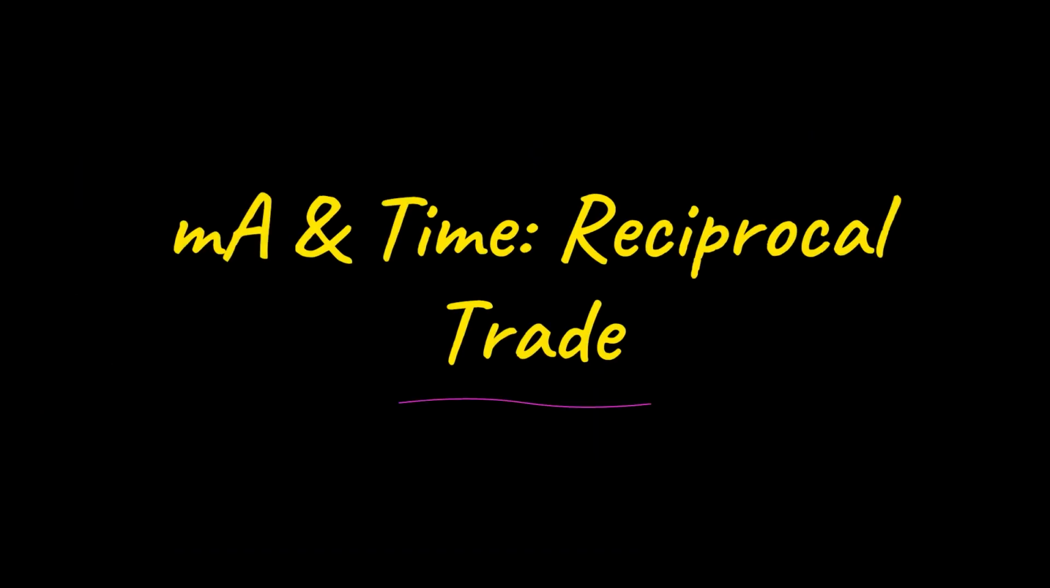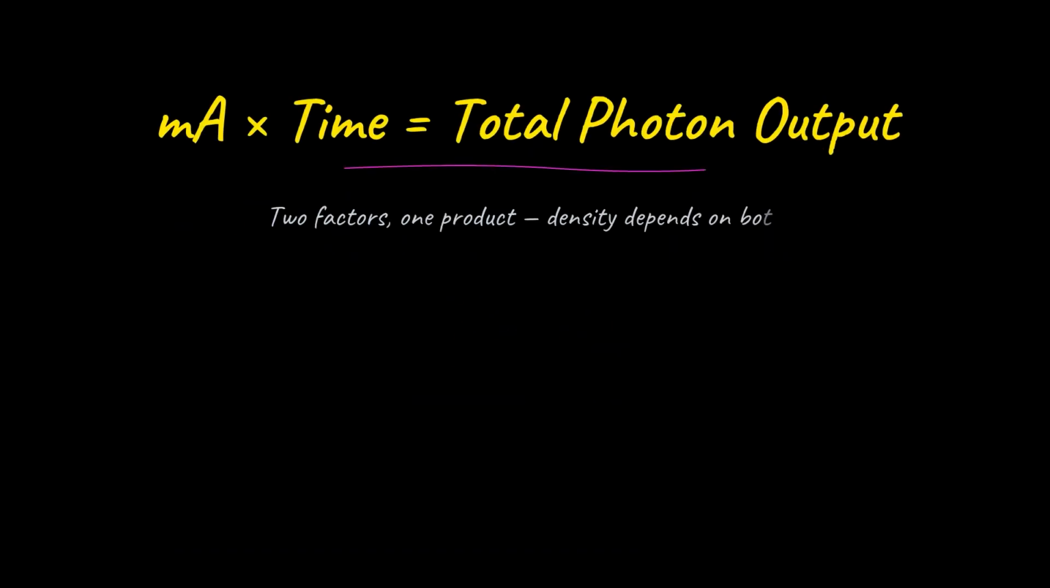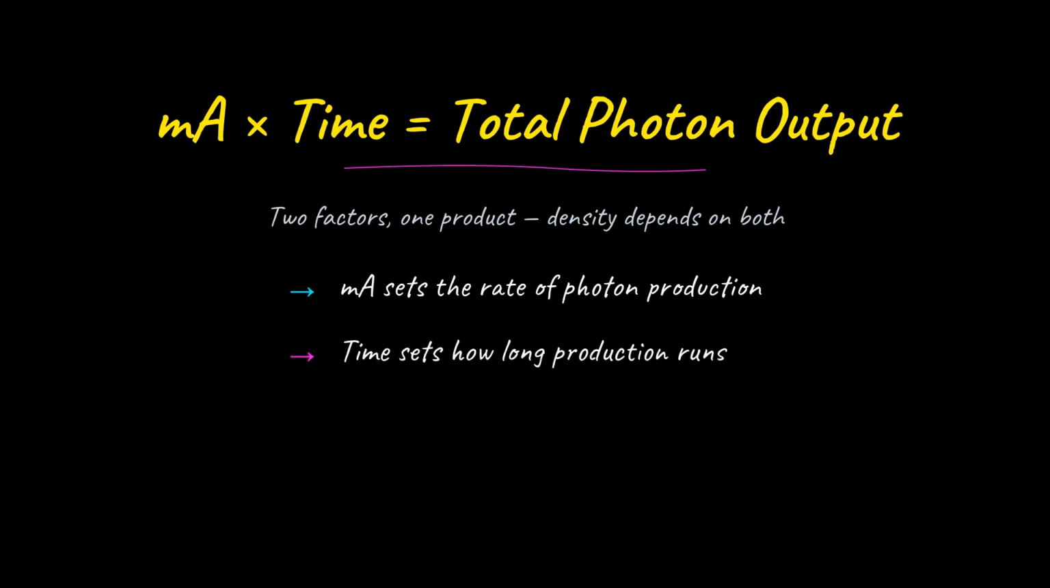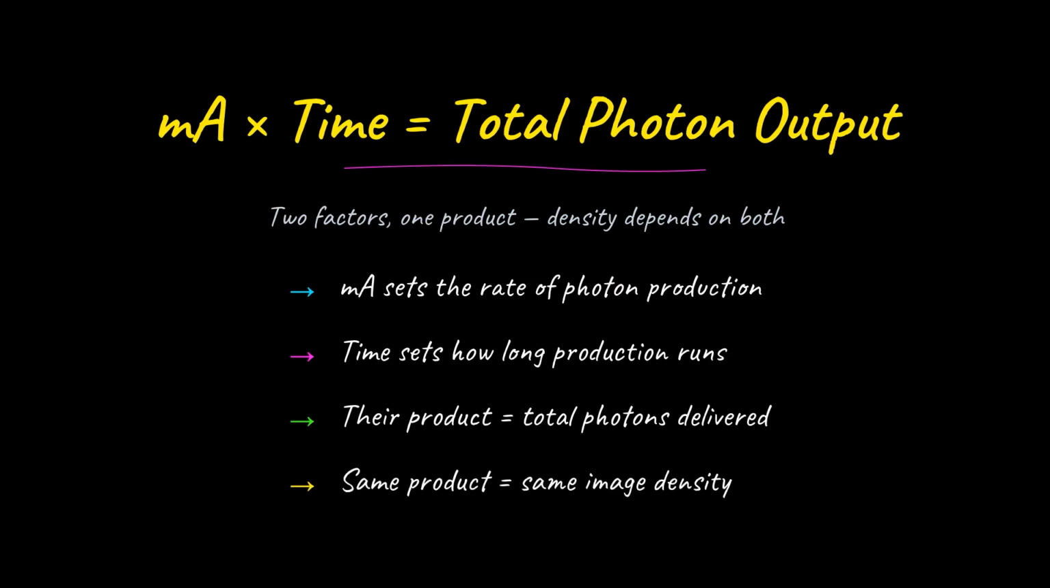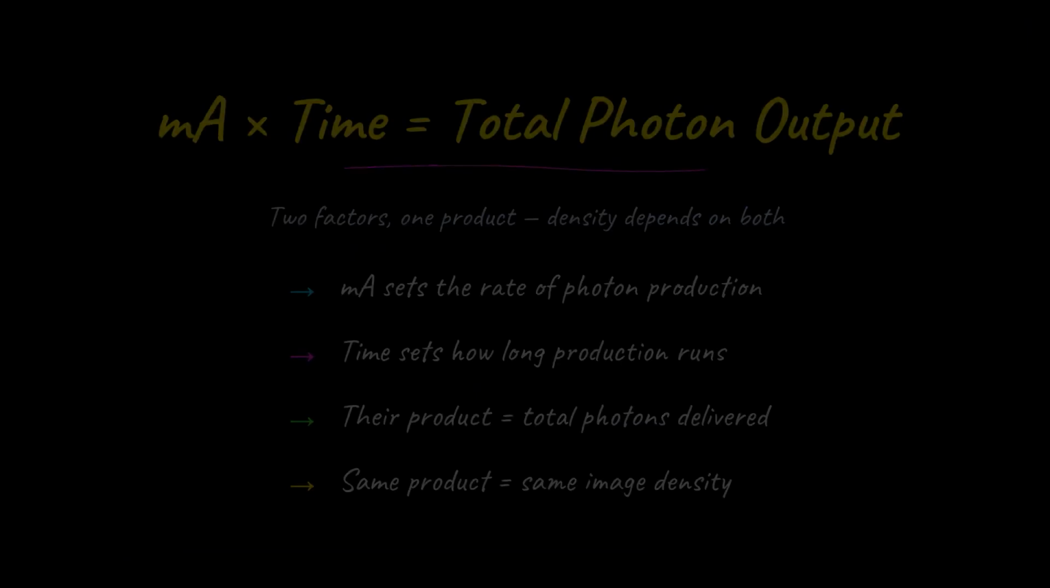Milliamperage and exposure time work together to control how many X-ray photons reach the receptor, which determines the overall density of the finished image. Understanding their relationship reveals a powerful tool for clinical problem solving. Milliamperage sets the rate at which photons are produced, while time sets how long that production runs. Their product determines total output, and because density depends only on that product, many different combinations of rate and time can yield the exact same result.